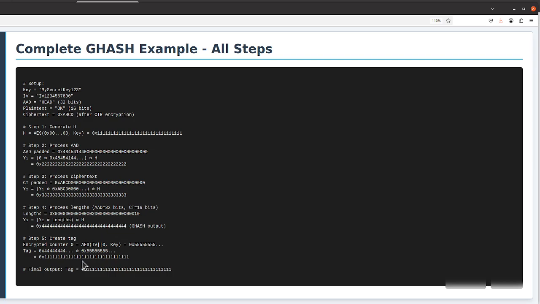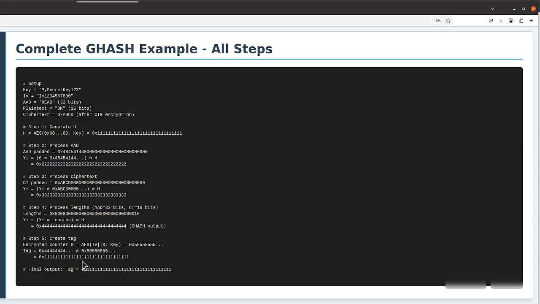Step 2. Process AAD. "head" is 32 bits, pad to 128 bits: 48...44, followed by 96 zero bits, equals 48...00. This is block A1. Compute Y1 equals (0 XOR A1) times H, equals 48...00 times 11...11. Let's say the Galois multiplication gives Y1 equals 22...22.